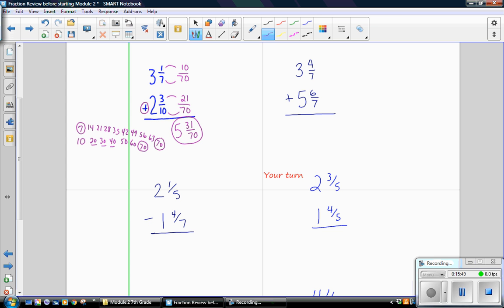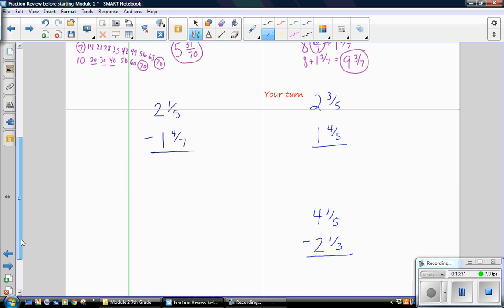In our next example, 3 4/7 plus 5 6/7. Now these already have a common denominator, so we can start by adding our numerators. 4/7 plus 6/7 is 10/7, and 3 plus 5 is 8. Notice that the fraction is improper, meaning 10/7 is more than 1. So you want to convert that part to a mixed number. 7 goes into 10 once with 3 left over. Now add that to the 8. This is 8 plus 1 3/7, and the answer is 9 3/7.